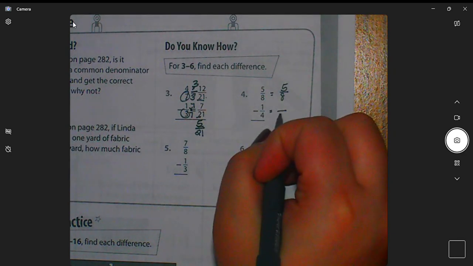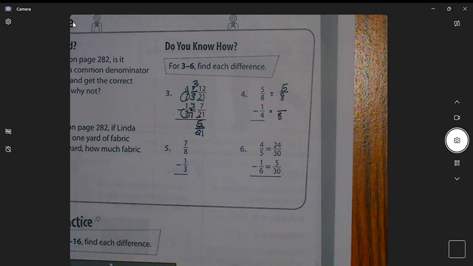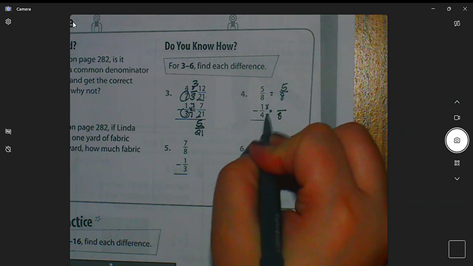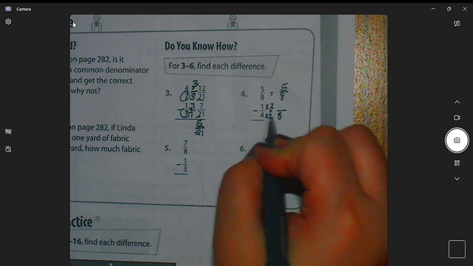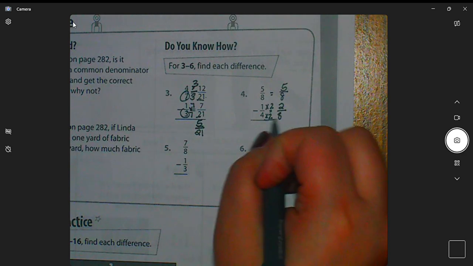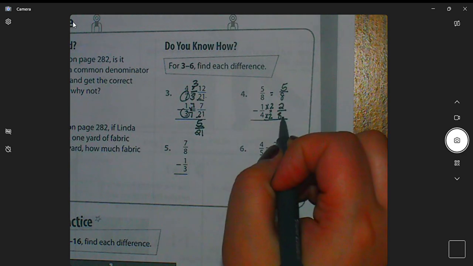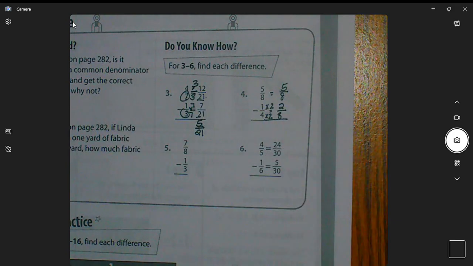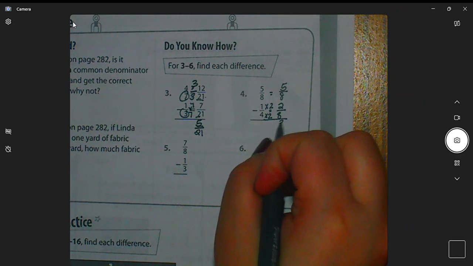How many 4s does it take to make 8? You're so smart. It's 2. So I have to multiply numerator and denominator by 2. So 2 times 1 is 2. 5/8 minus 2/8 equals, you're right, 3/8. You are so smart.